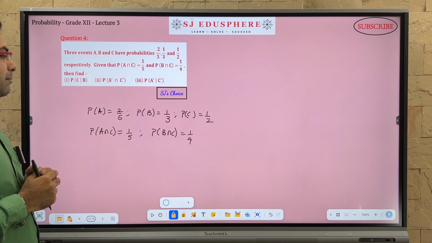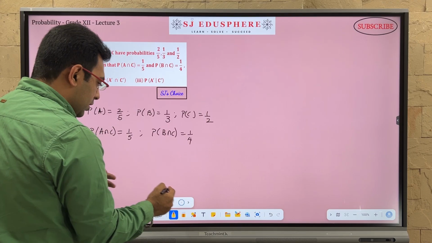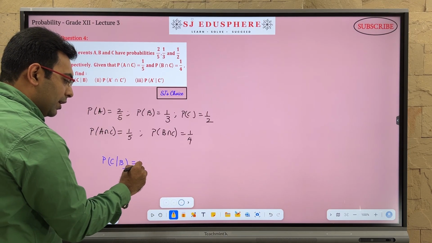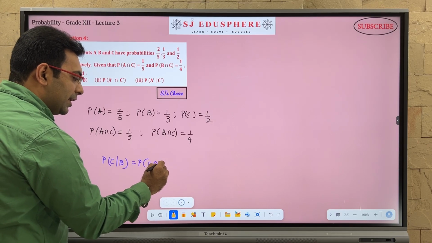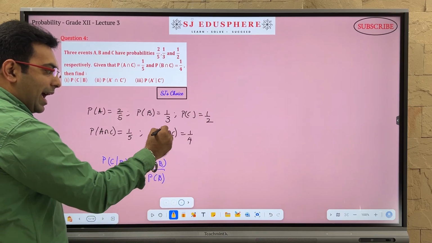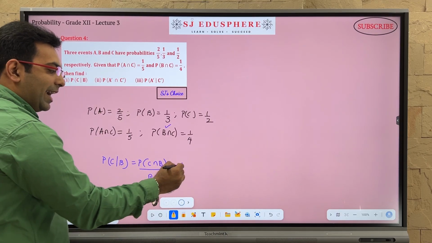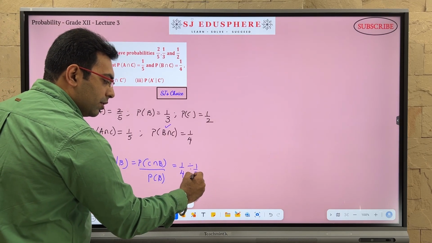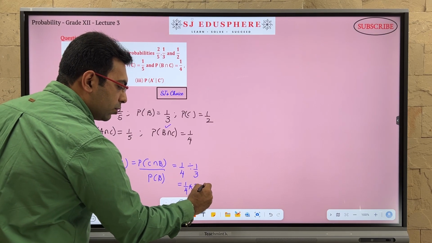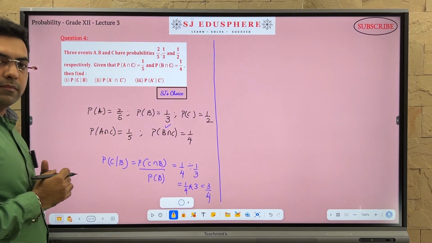My question is telling me find probability C given B. Pause. I want probability C given B. That is probability C intersection B upon probability B. Yes, I have the data. That is 1 by 4 divide by 1 by 3. So that will become 1 by 4 into 3, and hence your answer is 3 by 4.